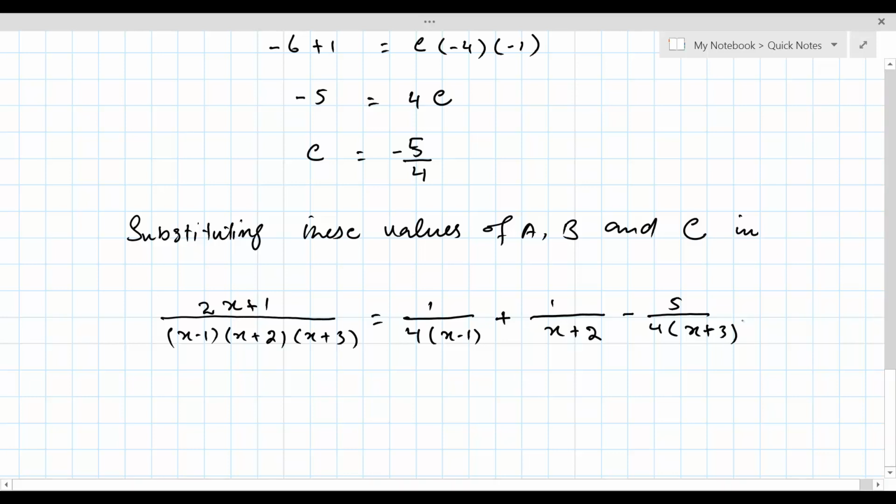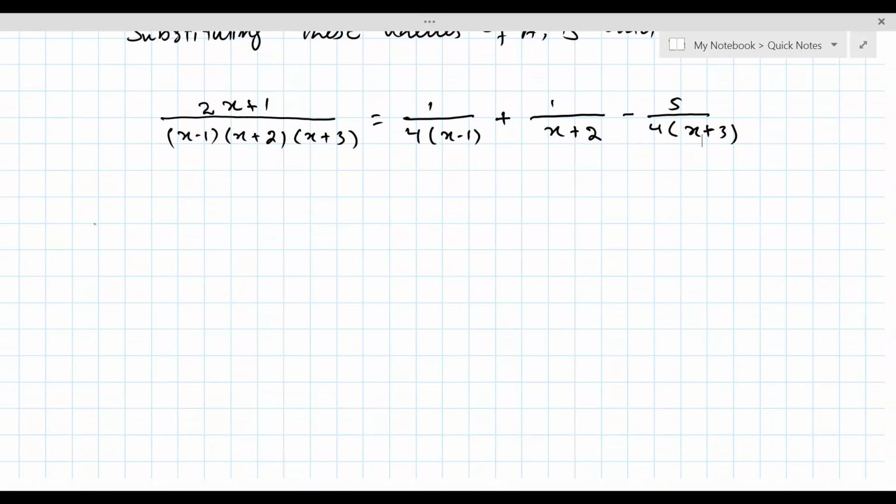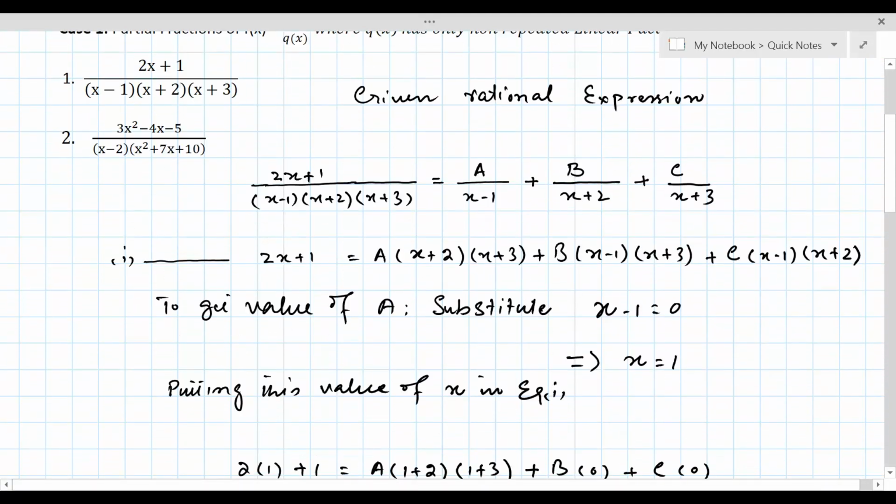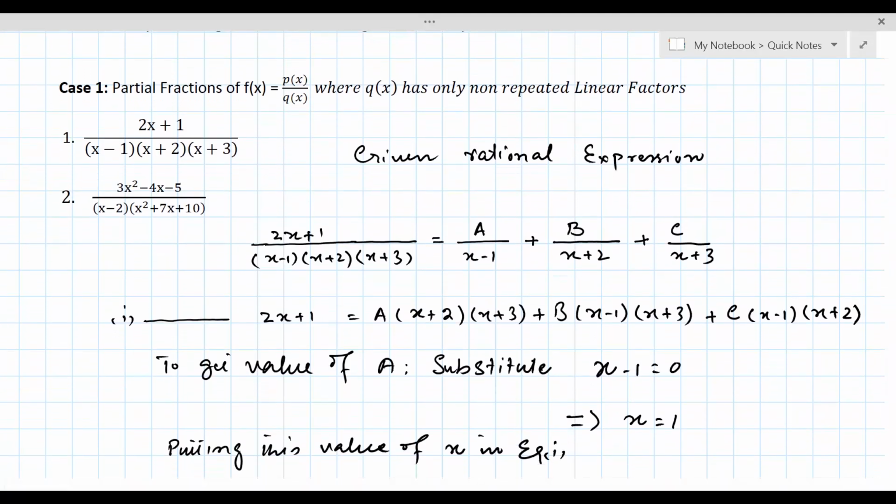And this technique will help us a lot when we will be performing derivatives and integration on these complex rational expressions. Let's do one more question, and here this time the example number 2 is 3x square minus 4x minus 5 over x minus 2 into x square plus 7x plus 10.